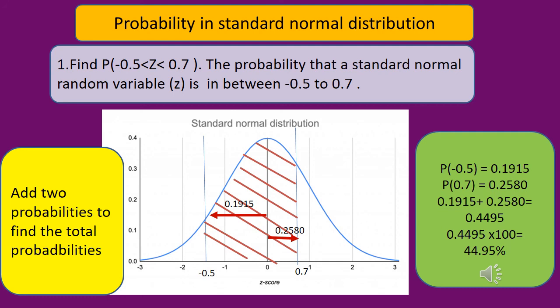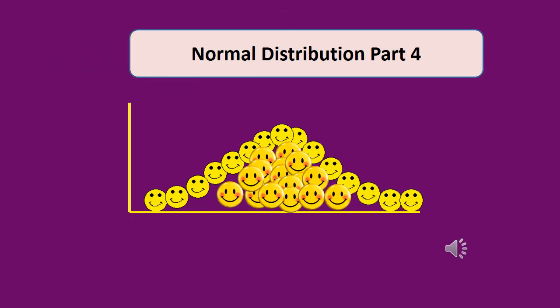Now you can find the percentage by multiplying it by 100. Then the probability between minus 0.5 to 0.7 comes as a percentage of 44.95%. Today we finished how to do the calculations of probability in the standard normal distribution. From the next video we will start to do hypothesis testing.